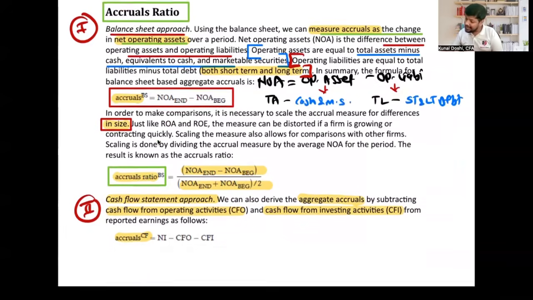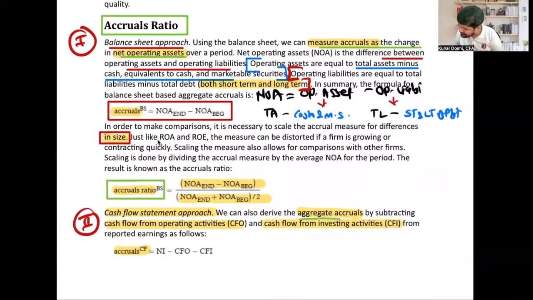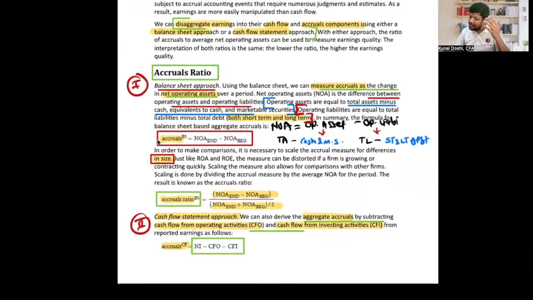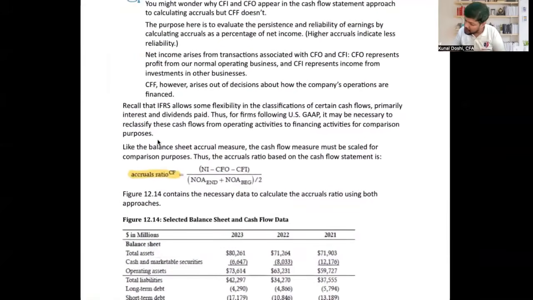Using the cash flow approach, we derive the accruals by subtracting CFO and CFI from net income. So only the numerator changes, correct? The denominator you keep the same. Both are my accruals ratio. Understood? Both approaches are acceptable. Do we want them to be higher or lower?